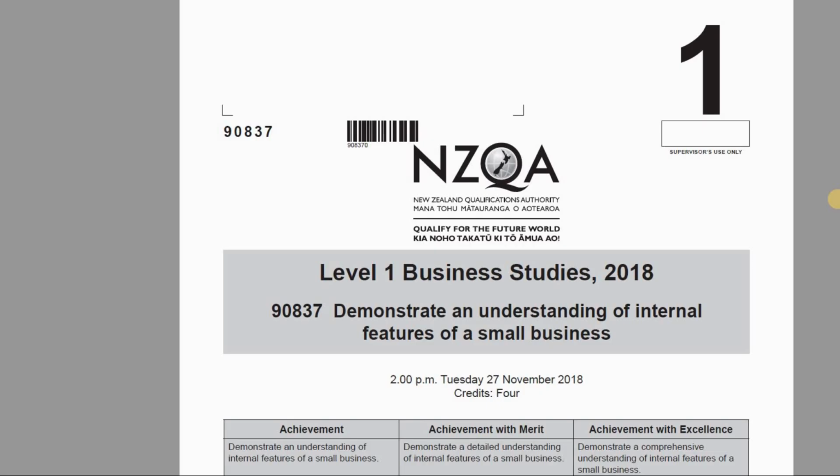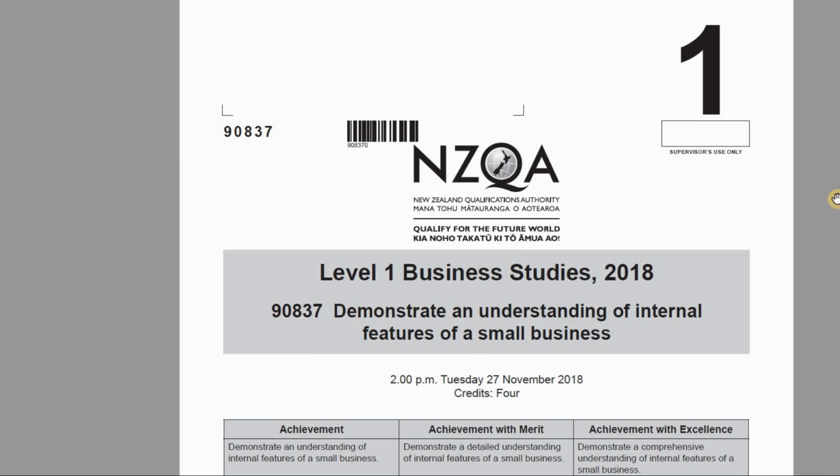So I'm going to take a look at what I do for a level 1 exam and then a level 3 exam, and we'll see how it goes. So this is from the level 1 examination from 2018. It's Achievement Standard 90837 or 1.1.